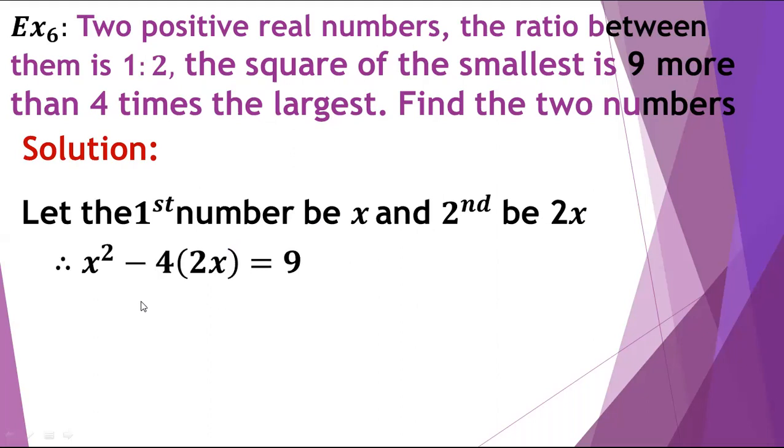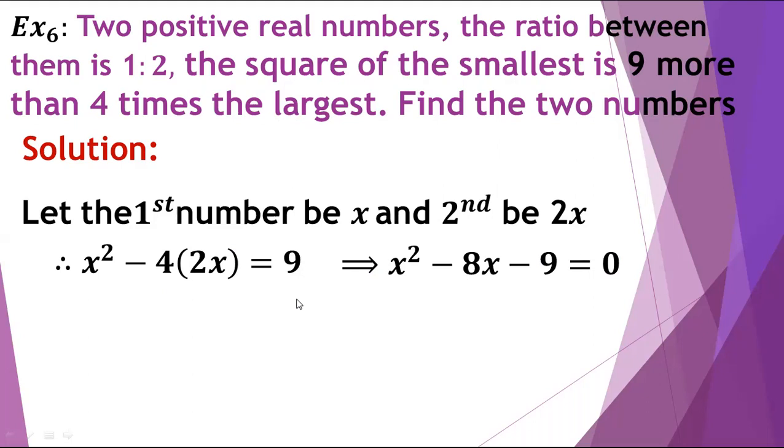It means the difference between x power 2 and 4 times the second number, 4 times 2x, the result is going to be 9. The difference between them is 9. So the square of the smallest is 9 more than 4 times the largest. It means x power 2 minus 4 times 2x equals 9. So x power 2 minus 4 times 2 equals 8, minus 8x.